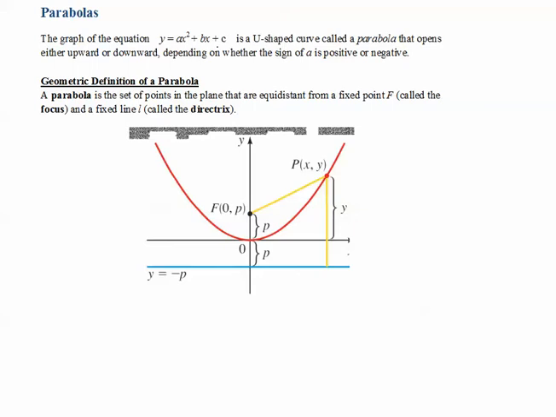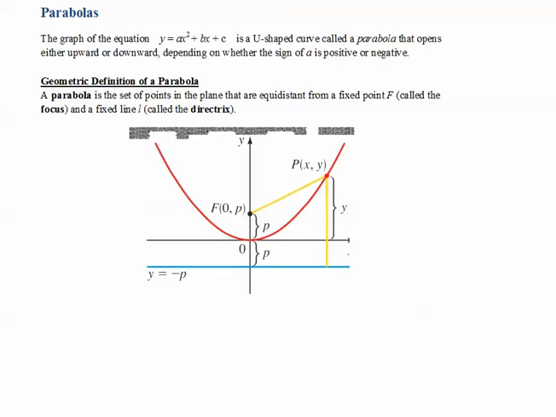We begin with the geometric definition of a parabola and show how this leads to the algebraic formula that we are already familiar with. So the geometric definition of a parabola is: a parabola is a set of points in the plane that are equidistant, that means the same distance, from a fixed point F, which we call the focus, and a fixed line L, which we call the directrix. So here is the directrix. So what does it mean? This definition is illustrated in the figure below.